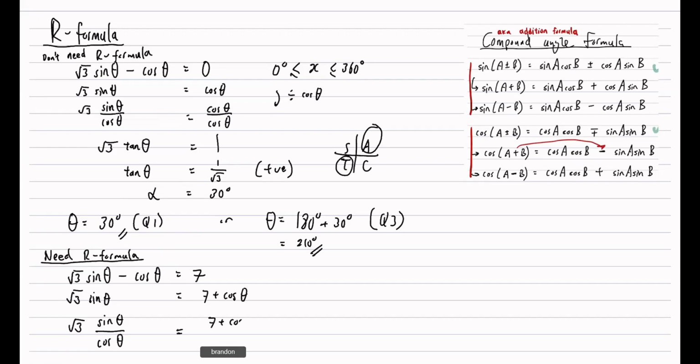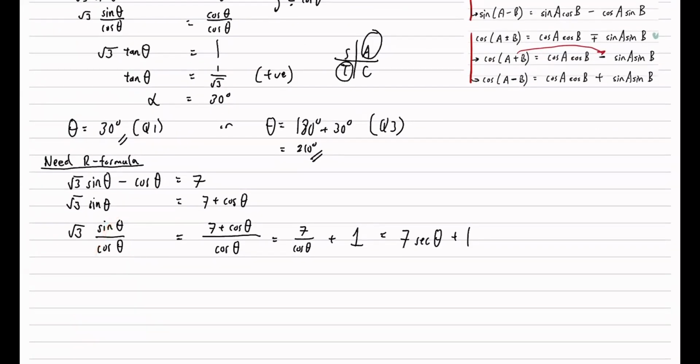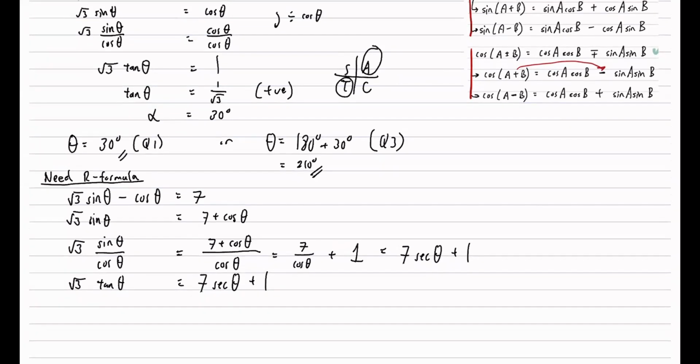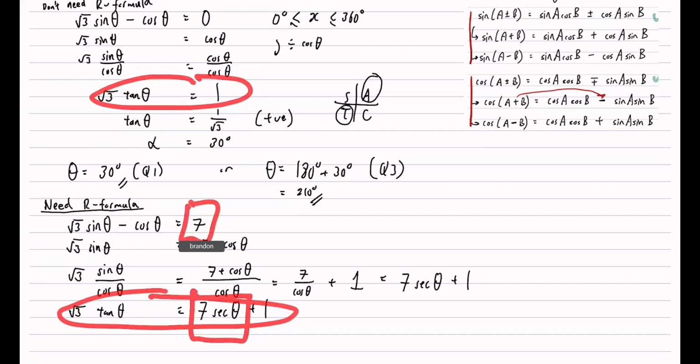Then here, unfortunately, the entire right-hand side needs to be divided by cosine theta, which ends up being 7 over cosine plus cosine over cosine, which is 1. Which is like 7 times secant theta plus 1. And sine over cosine here is just tangent, so square root 3 times tangent theta equals to 7 secant theta plus 1. Do you see the problem here? Before, after. What's the extra thing? Yeah, the 7, which led to us extra 7 secant theta.